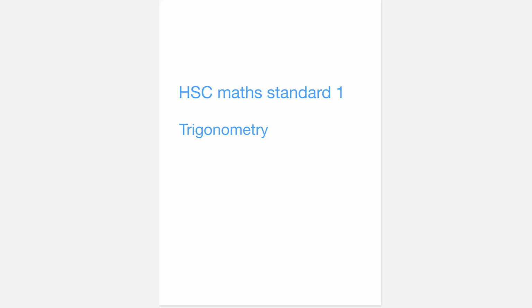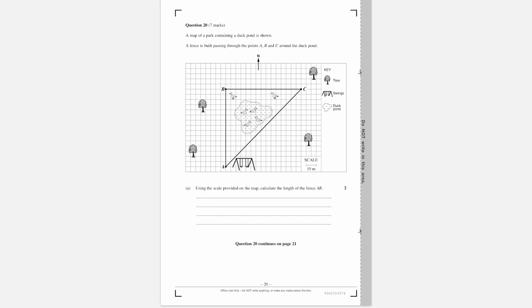All right, HSC Maths Standard 1. This is every exam question ever asked on trigonometry. A map of a park containing a duck pond is shown. A fence is built, passing through the points A, B, and C around the duck pond. Using the scale provided on the map, calculate the length of the fence AB.